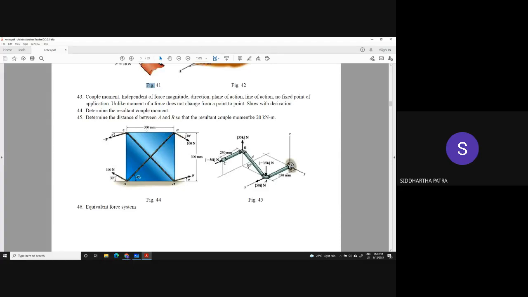Okay, so this is how the problem should be. Let's say the angle theta is 20 degrees. Then determine the value of P such that the net couple moment of the system is 0.